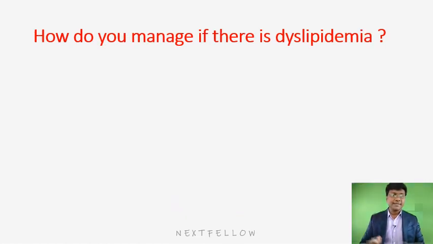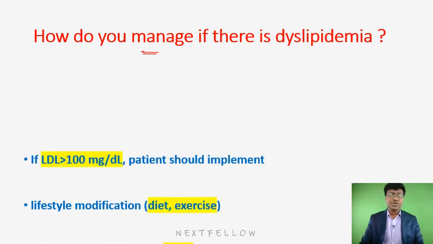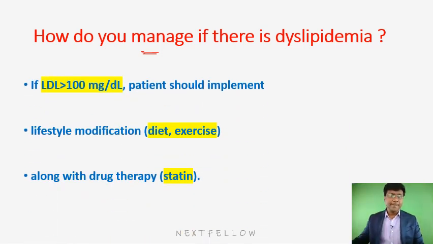Then how do you manage dyslipidemia in diabetic patients? First and foremost, lifestyle modification, that is diet as well as exercise, is a very important mainstay of treatment in dyslipidemia in diabetics. Not only in diabetics, in any form of dyslipidemia, diet and exercise or lifestyle modification is very important. Then along with that, the drug therapy. And what is the drug therapy that you have to give? That is a statin. So along with lifestyle modification, please remember, you also need to give a statin. That is a very important part of the treatment.